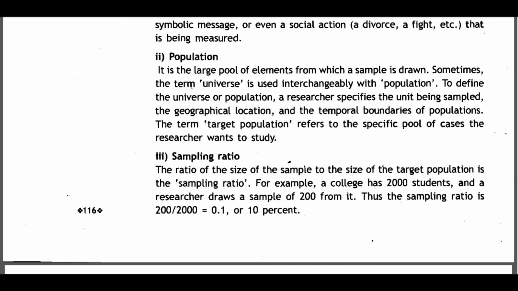2. Population. It is the large pool of elements from which a sample is drawn. Sometimes the term universe is used interchangeably with population. To define the universe or population, a researcher specifies the unit being sampled, the geographical location and the temporal boundaries of the population. The term target population refers to the specific pool of cases that researchers want to study.